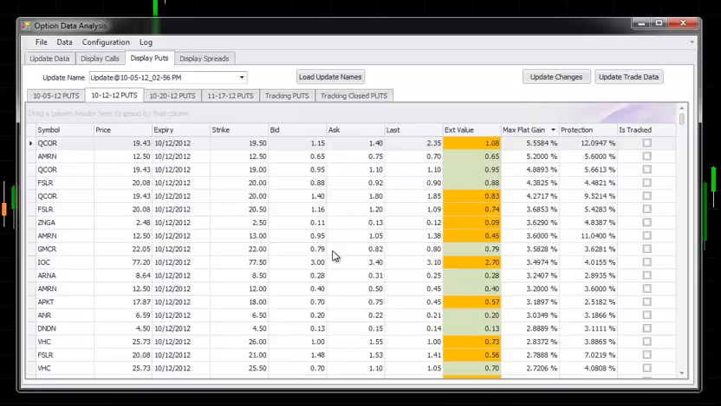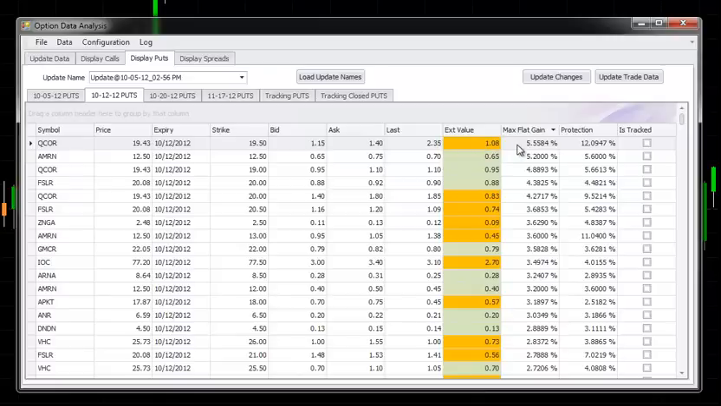So here's a list of the puts, and you can see most of them are the same markets as we saw with the calls. So we have Q-Core here, again trading at 1943 at the time of the update. Here's the strike. So this is an in the money put option, 1950. The bid is 115, and the extrinsic value, because it's in the money, is 108. So this actually offers a better return than putting on the covered call, and so I'm going to put this one on instead of the covered call, if that's the choice that I want to make.